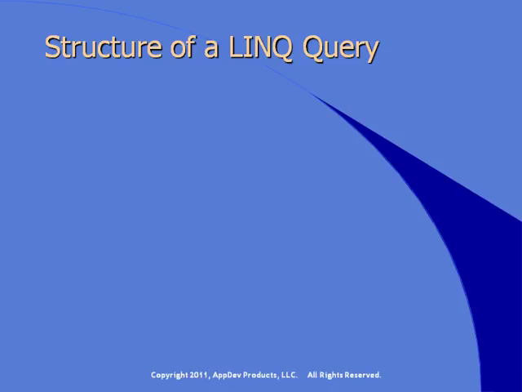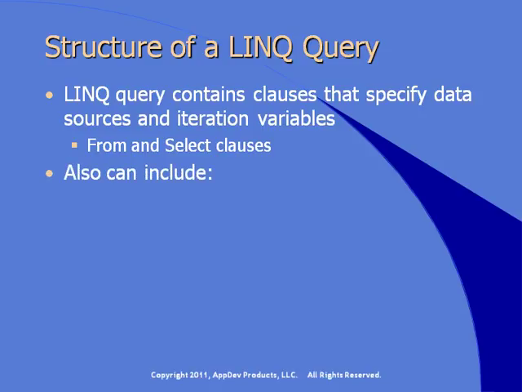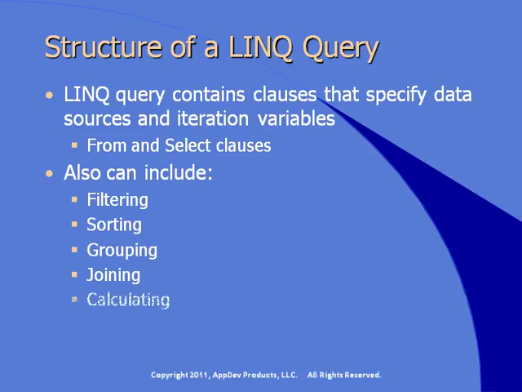Before we can create our own LINQ queries or study LINQ queries, we need to look at the structure of a LINQ query. A LINQ query contains clauses, like a where clause, a select clause, and an order by clause, that specify the data sources and iteration variables, variables that indicate how you want to iterate over the data. There are from clauses that show where the data is coming from, and select clauses that indicate what you want to do with the data. Queries can also include filtering clauses, sorting clauses, grouping clauses, joining clauses to join multiple data sources, and calculating clauses that let you create calculated values.